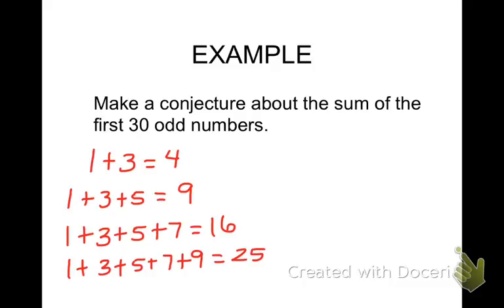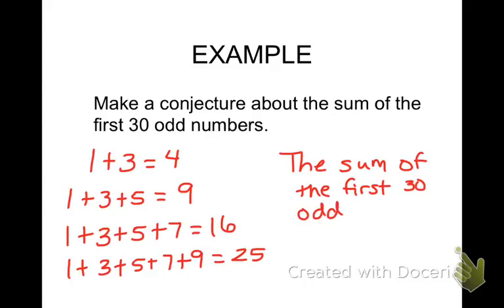So our conjecture would be that the sum of the first 30 odd numbers is 30 squared, which is 900.